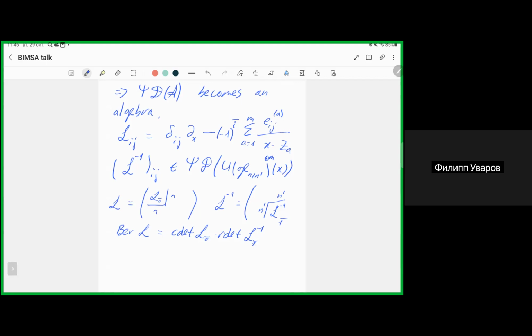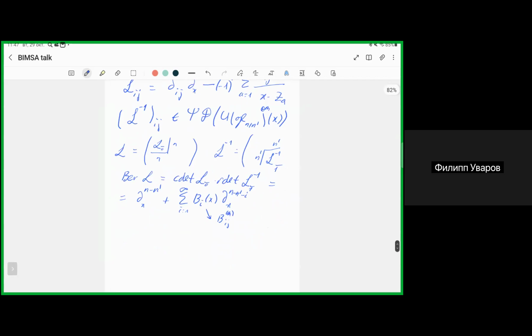And then again, I can expand it. Now it becomes a pseudo-differential operator of order n minus n prime, so it will have an infinite number of terms, i from 1 to infinity, b_i(x) d^{n-n'-i}. And then you expand this as rational functions, you get some b_ij's. You have many more of them since i runs from 1 to infinity now.